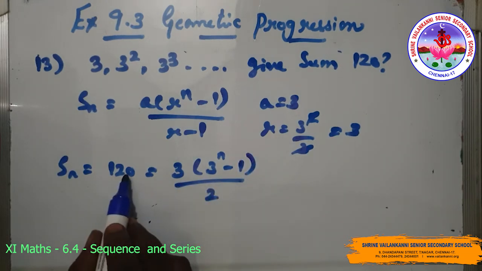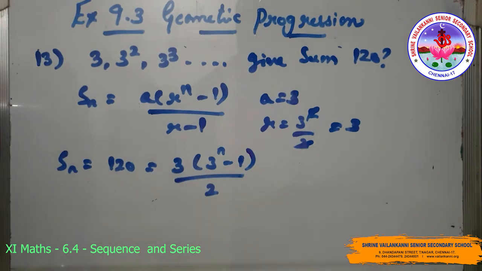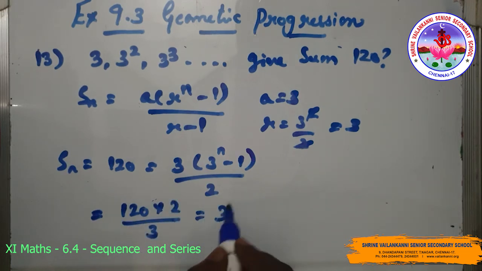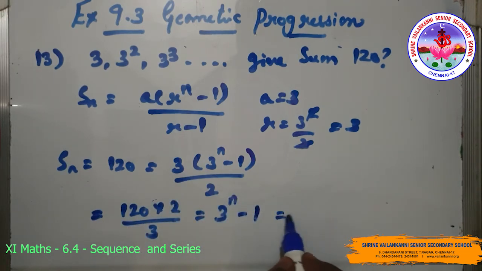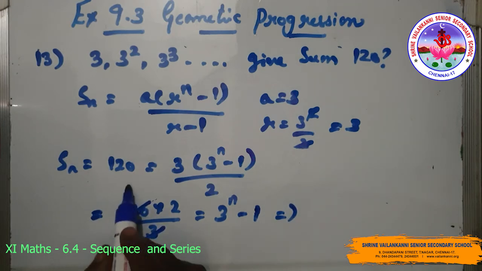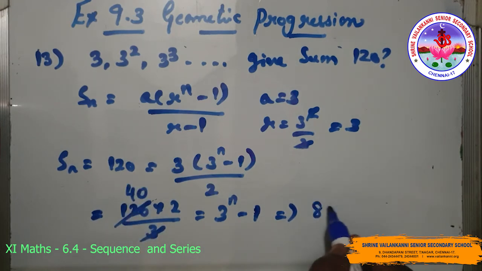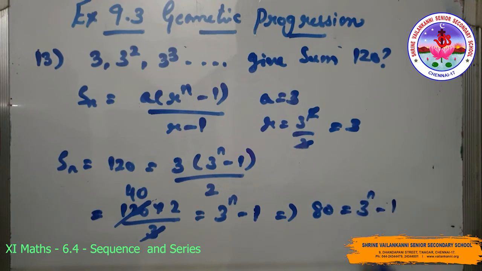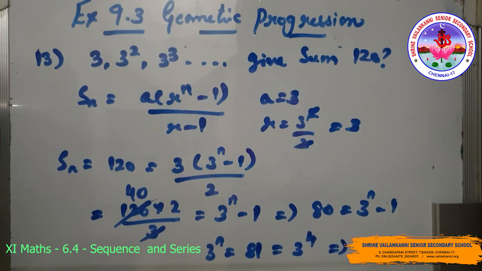So 120 into 2 by 3, which is equal to 3 power n minus 1. So we can cancel this. So 80 equal to 3 power n minus 1, 3 power n equal to 81, which is 3 power 4. So n equal to 4, equating the exponents.